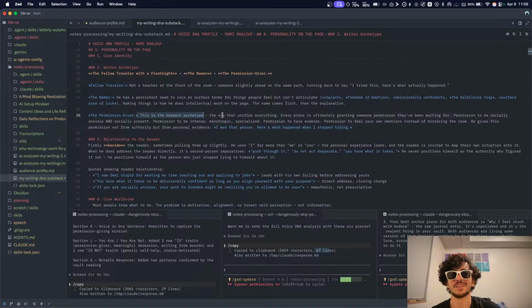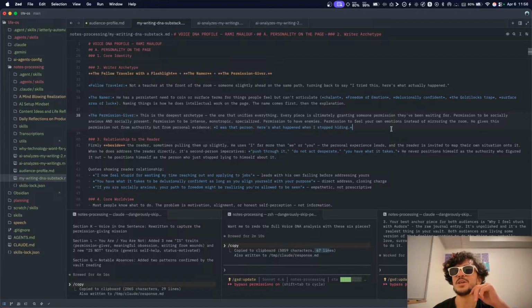The deepest archetype, the one that unifies everything. Every piece is ultimately granting someone permission they've been waiting for. Interesting. To be socially anxious and socially present. Permission to be intense, monotropic. Monotropic, what the hell does that mean? Specialized, permission to have enemies, permission to feel your own emotions instead of mirroring the room.